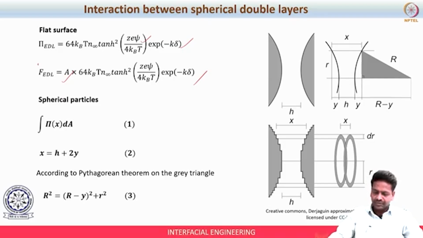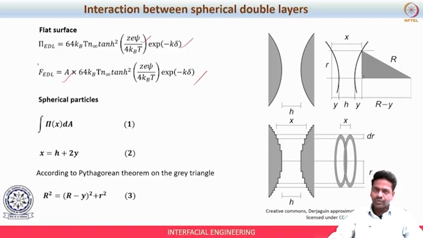Now the question comes: let us say you want to estimate or calculate the pairwise interaction between spherical double layers. Assume that you have a spherical particle, and you want to calculate the pairwise interaction between two spherical particles. How will you obtain the total energy of the two spherical particles? That is the question that we are asking.